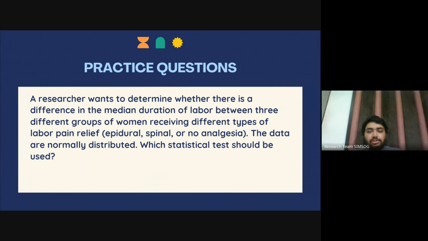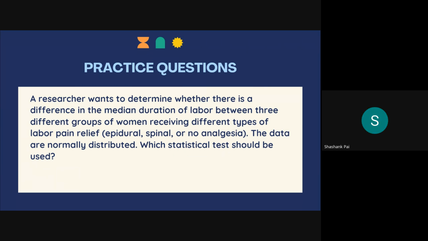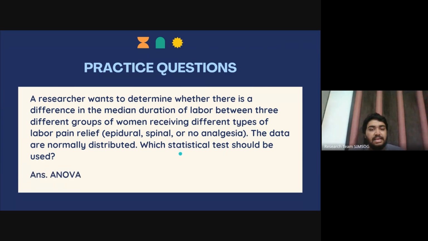A researcher wants to determine whether there is a difference between the median duration of labor between three different groups of women receiving different types of labor relief: spinal, epidural, and no analgesia. The data are normally distributed. Which statistical test? ANOVA. Perfect. It's ANOVA.